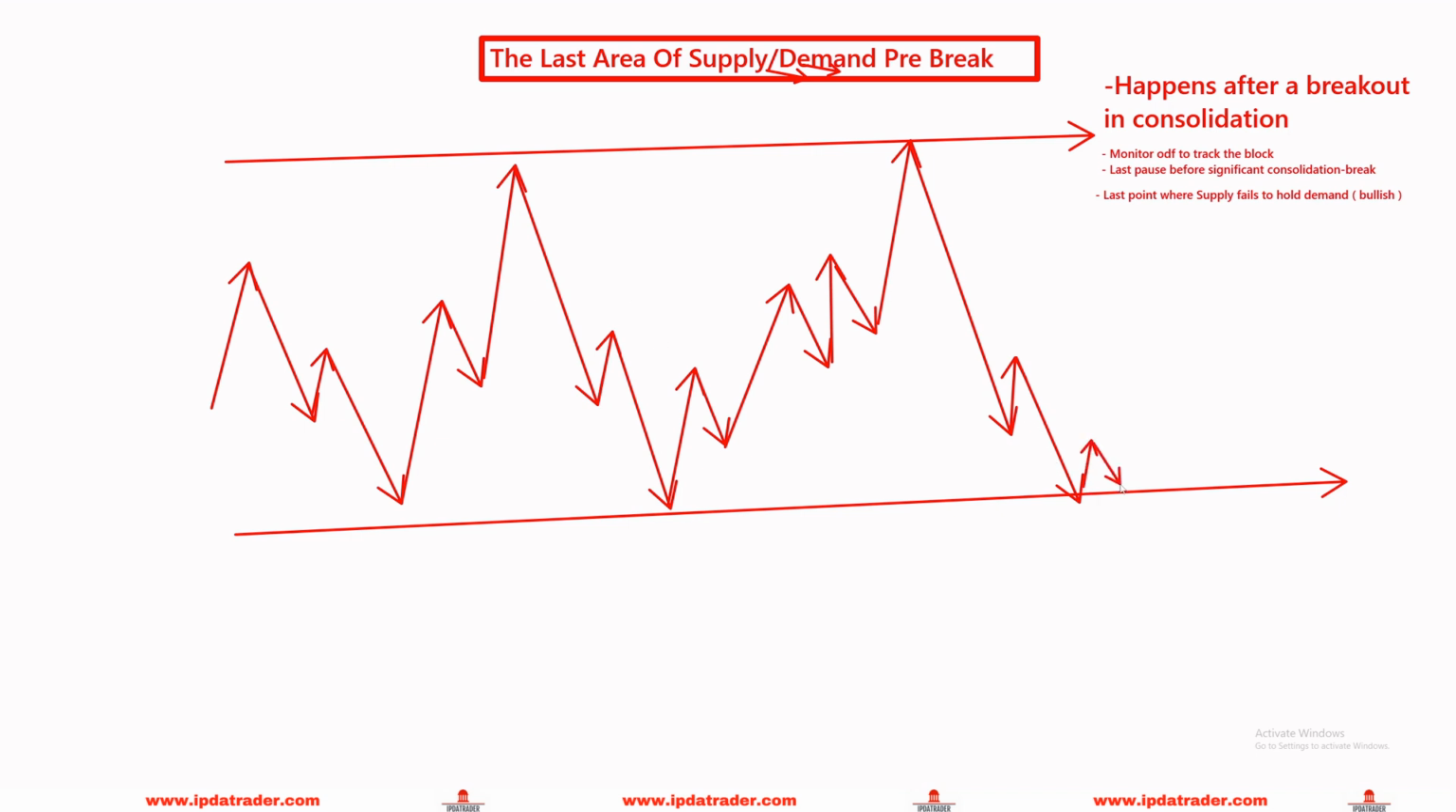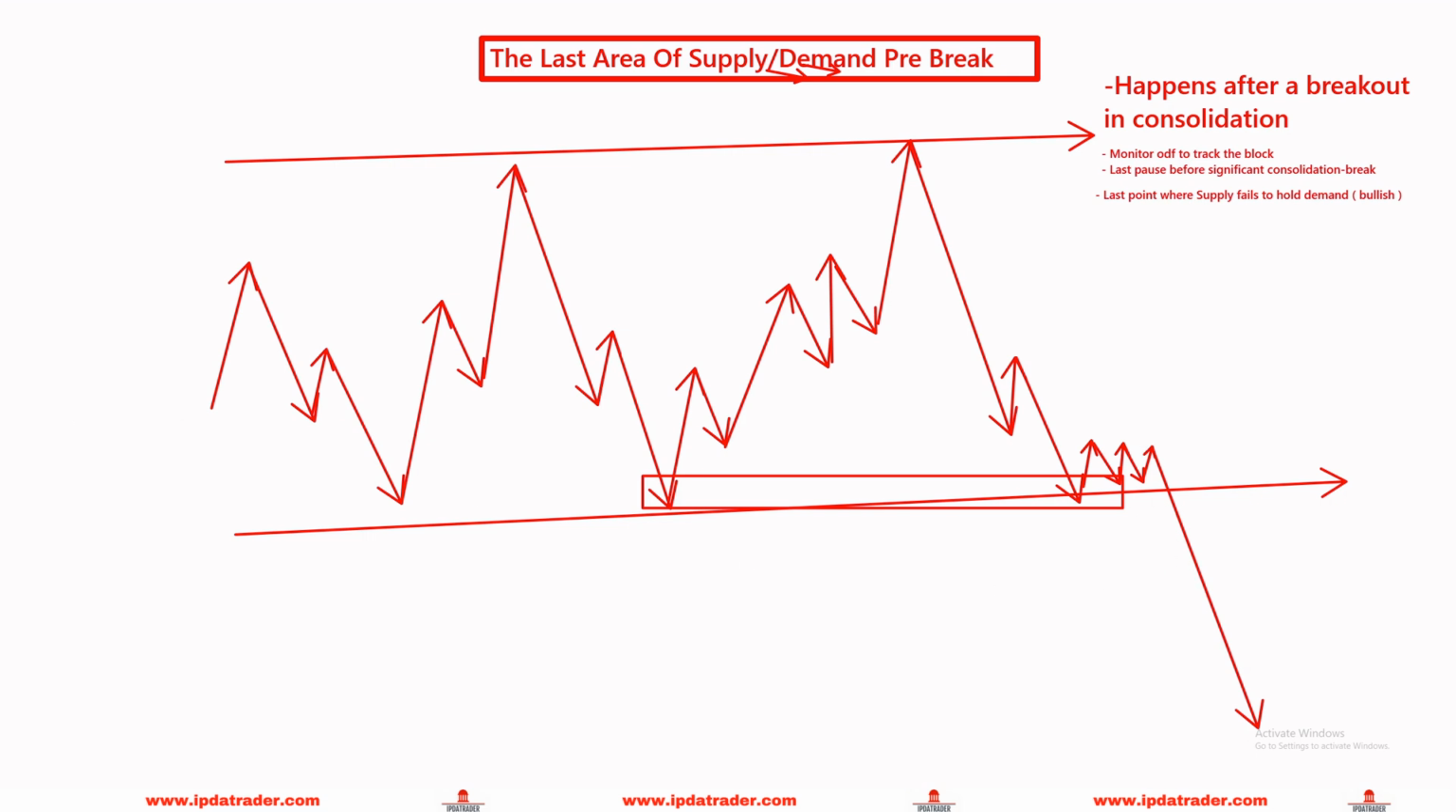So let's say price happened to break down over here. What would be the last area of supply and demand pre-break? Okay, you have to think about the last point where demand fails, because we're looking at a bearish example. Demand fails to hold supply and supply takes over. Okay, and as you can see, if we connect the dots, we try to hold demand over here. We do that for a limited amount of time and then we break down, right? We then clear the range.